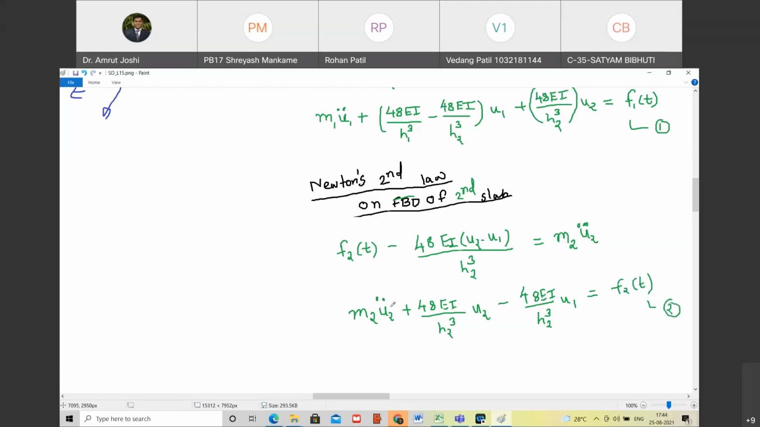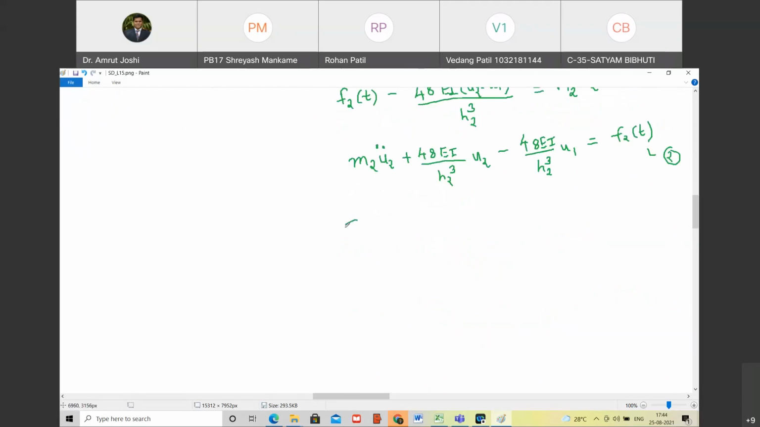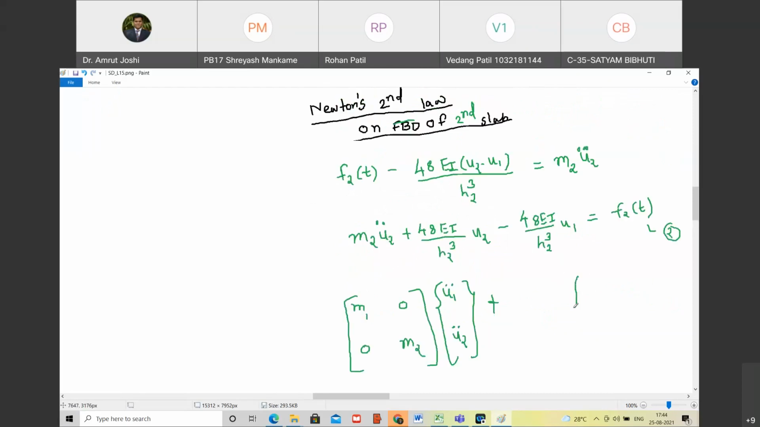Happy? Yes, sir. Now can I write down the first and second equation in matrix form? That can easily be done. See how I am doing it. M1, 0, 0, M2. Then you are going to have U1 double dot, U2 double dot. Are you with me? Yes, sir. Plus, now look, I am going to have U1 and U2 here.